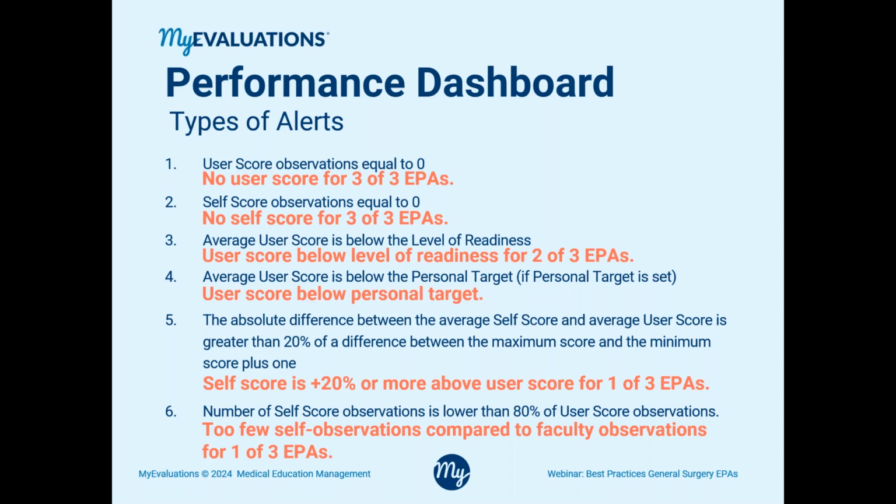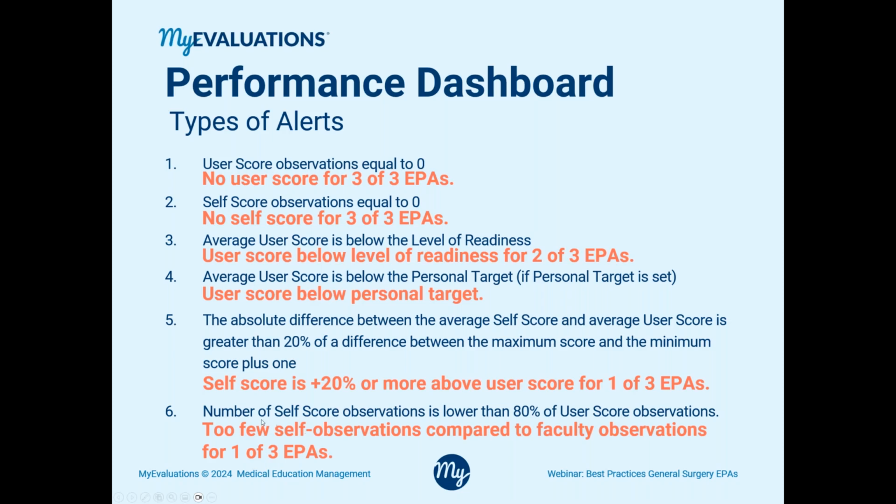In other words, the faculty is rating the resident at a level 3. The resident is doing a self-assessment and rating themselves at a level 4. So in this case, the system is identifying that the resident is rating themselves higher than what the faculty is rating them on average. So this shows that you have a situation where they are overconfident in their performance. It can also be 20% below, in which case the resident is underrating themselves.